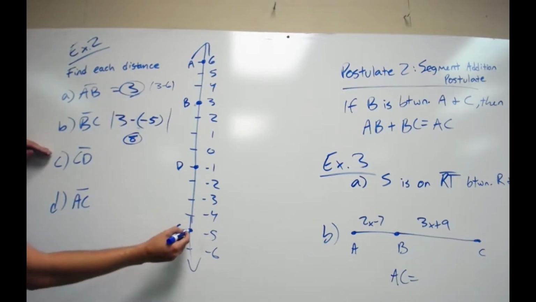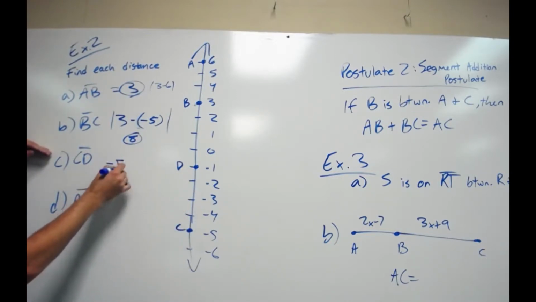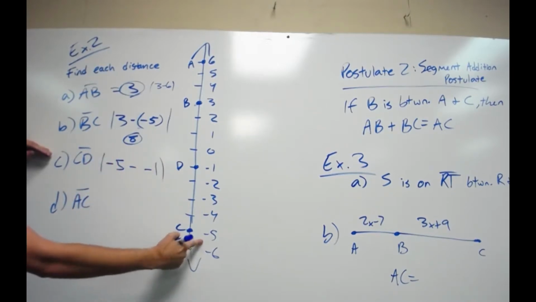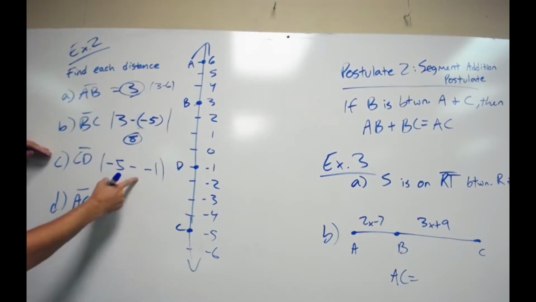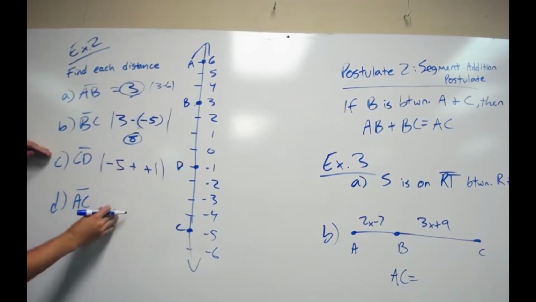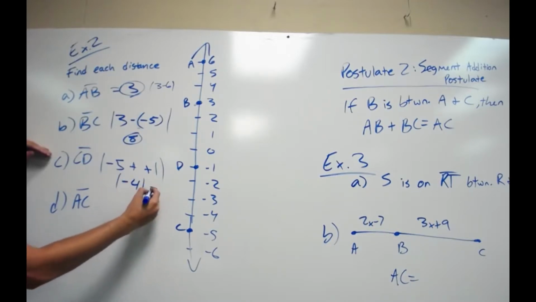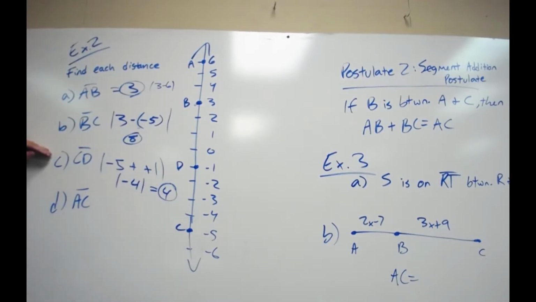CD, negative 5 minus negative 1, absolute value, negative 5, negative 1. Negative 5, 2 negatives make a positive. Negative 5 plus 1 is the absolute value of negative 4, so therefore your answer is 4. You can't have a negative distance. That's not a thing. There's not a negative on a ruler. You always have a positive distance.